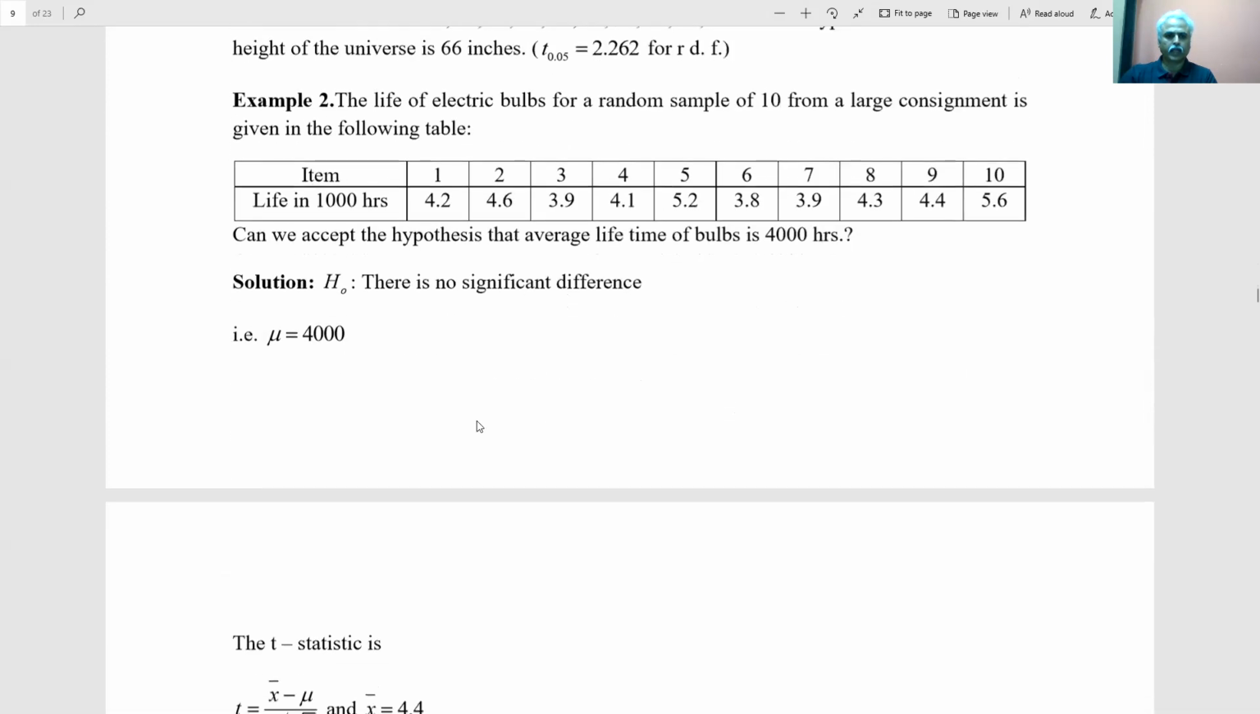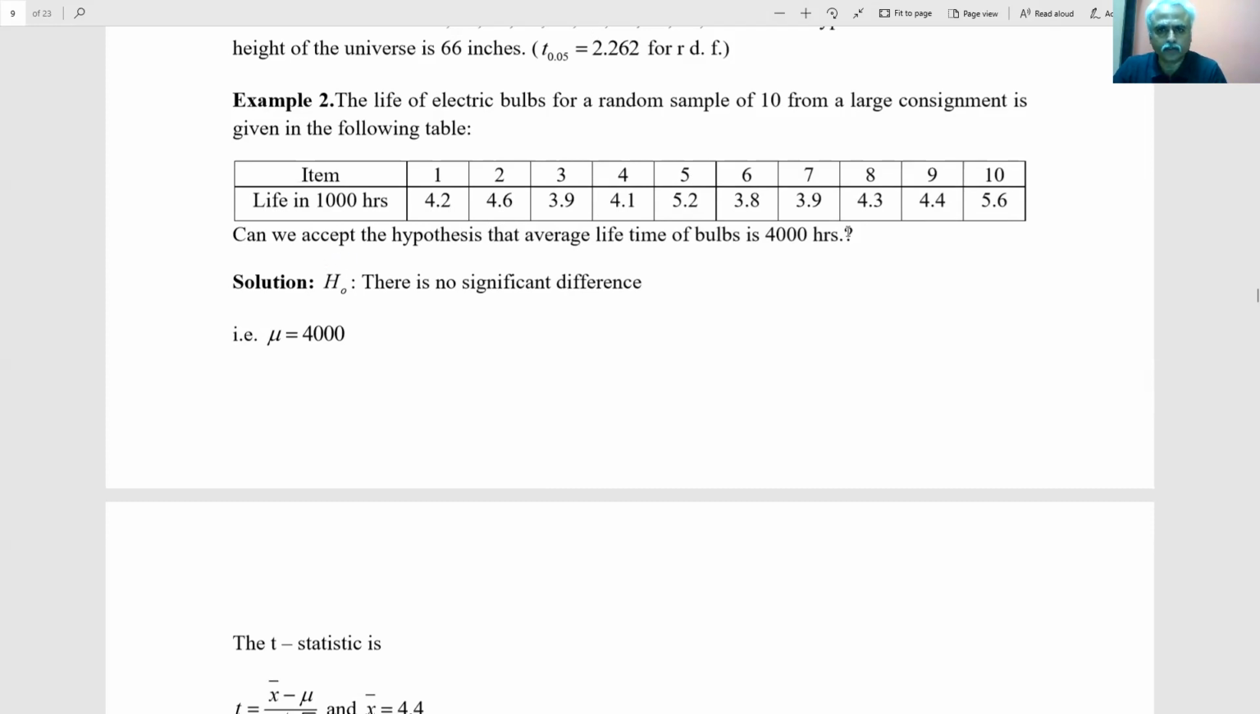I am taking the second example. Here the life of electrical bulbs becomes the variable. Suppose I am taking 10 bulbs. 10 is less than 30, so sample size is 10, a small size. The life is in 1000 hours, so you have to multiply by 1000. This into 1000 is 4200, this into 1000 is 4600. 10 bulbs are tested; the first bulb lasts 4200, the second bulb 4600. So instead of that, we'll talk in terms of 1000 hours. Each one is divided by 1000 and this statistic is created.